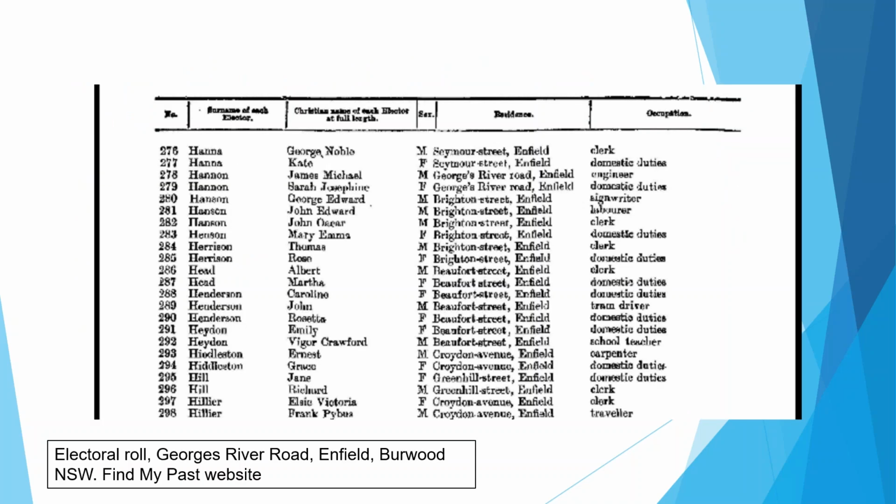Firstly, just looking at an example of an electoral roll. This is an electoral roll for the area of Burwood, which is a suburb of Sydney in New South Wales. It is arranged alphabetically by surname, and you can see that it gives you the street name and the suburb of where each person lived, as well as their occupation. At the top there, we've got George Noble Hanna, Kate Hanna, living in Seymour Street, Enfield. Don't know the number of where they lived, but at least we know their address now.